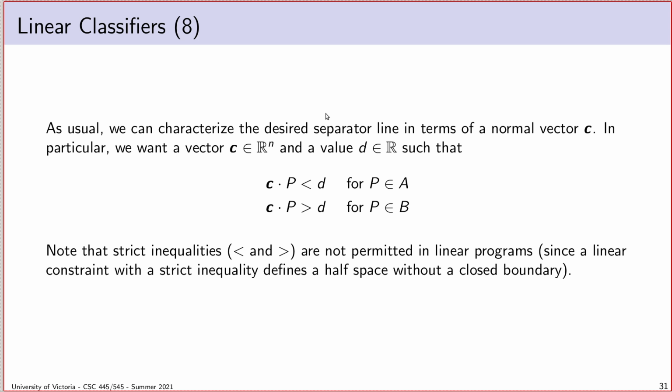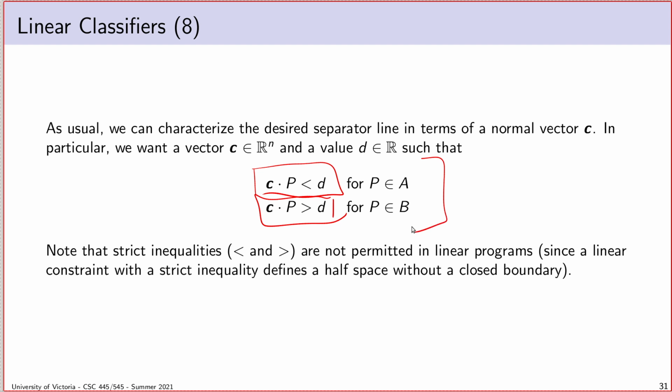Instead, I want every point in set A to have this property. So I choose some constant vector C and a value D, such that every point in A is strictly on one side of the line, and every point in B is strictly on the other side of the line. And this actually already looks pretty linear, if you think about it. So what I have is a set of constraints that I've just specified here.